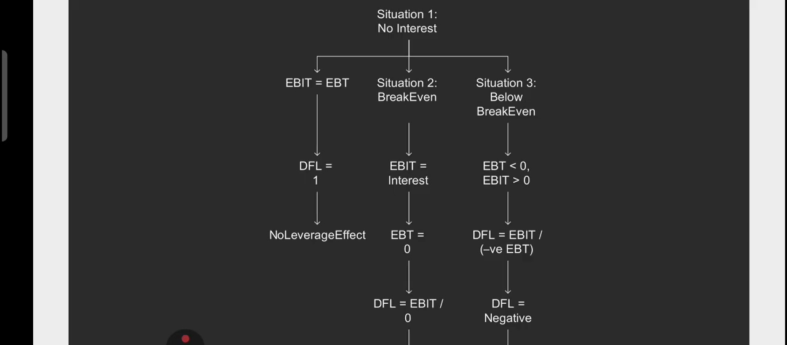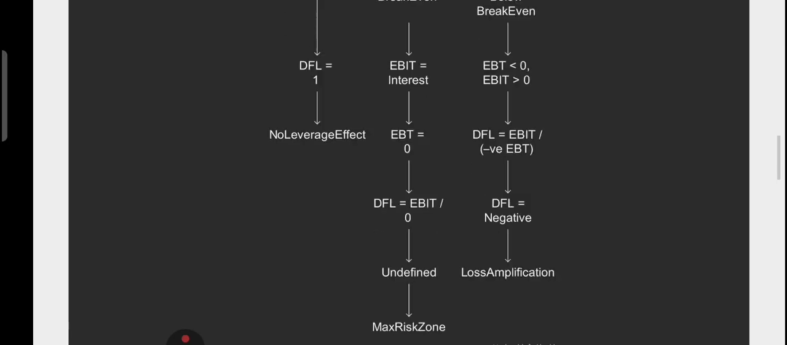So this break even point decides if you are safe. If you are above the break even, or at least at the break even, you are safe. But if you go below the break even, you are unsafe. That means your DFL will become negative, your loss will get amplified. So this break even acts like a speed brake. If you go beyond the break even point, to the negative side, you will ultimately be at a loss. I hope that makes sense to you.